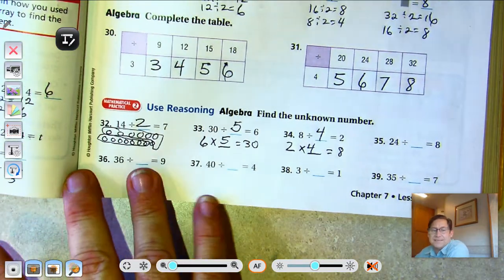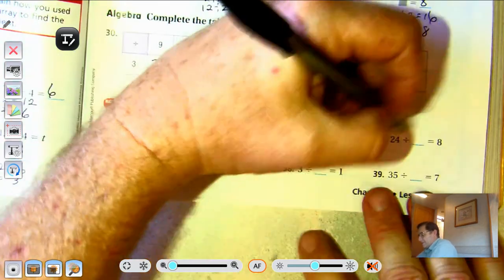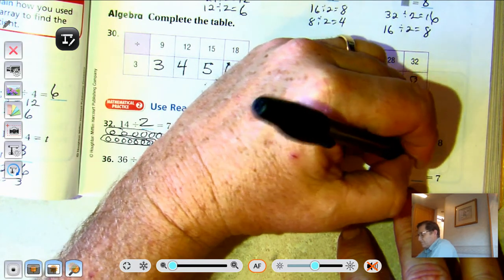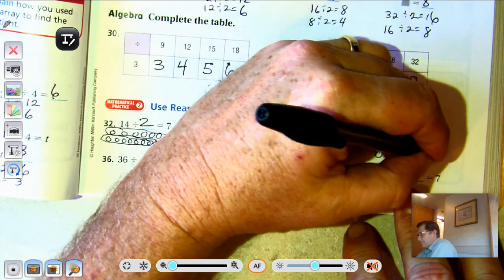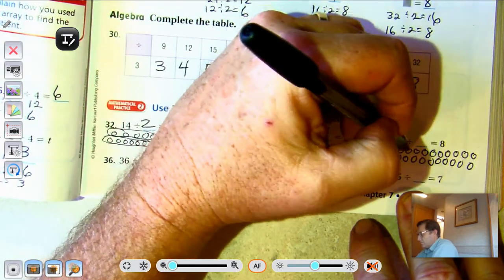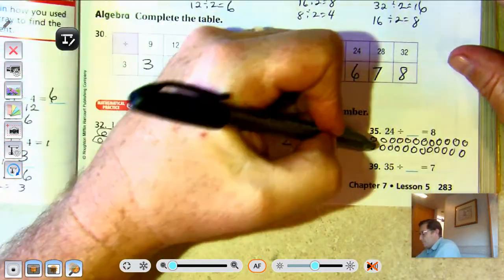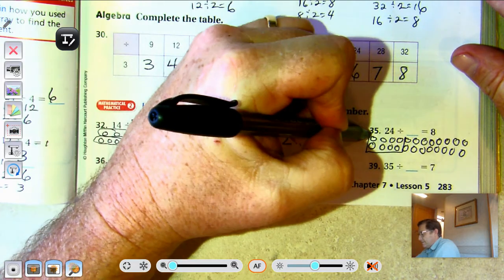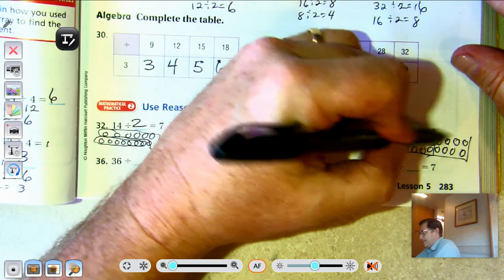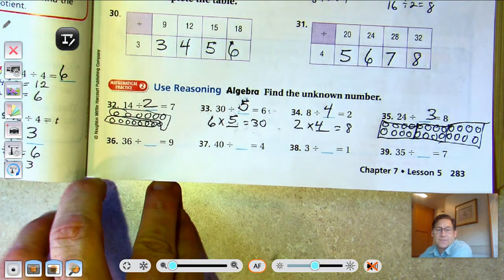24 divided by something is 8. Okay, let's see. Let's say I have 24 counters. 2, 4, 6, that's 12, 14, 16, 18, 20, 22, 24. All right, and we're going to put 8 in a group. So 2, 4, 6, 8, 2, 4, 6, 8, 2, 4, 6, 8. So 3. 24 divided by 3 is 8.